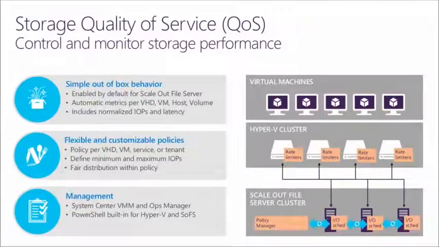And as I said earlier, QoS was introduced in 2012 R2, but has been significantly enhanced in 2016 going forward, to the point where we're now able to granularly manage the policies we apply to the storage backend from a virtual hard disk perspective, a VM, which may have multiple virtual hard disks, a service, which may consist of multiple VMs, or a tenant, which may have multiple services. And we're able to define minimum and maximum IOPS. We can use fair distribution weightings across the policies, and it's all controlled at the back end by this policy manager that is part of the scale-out file server.